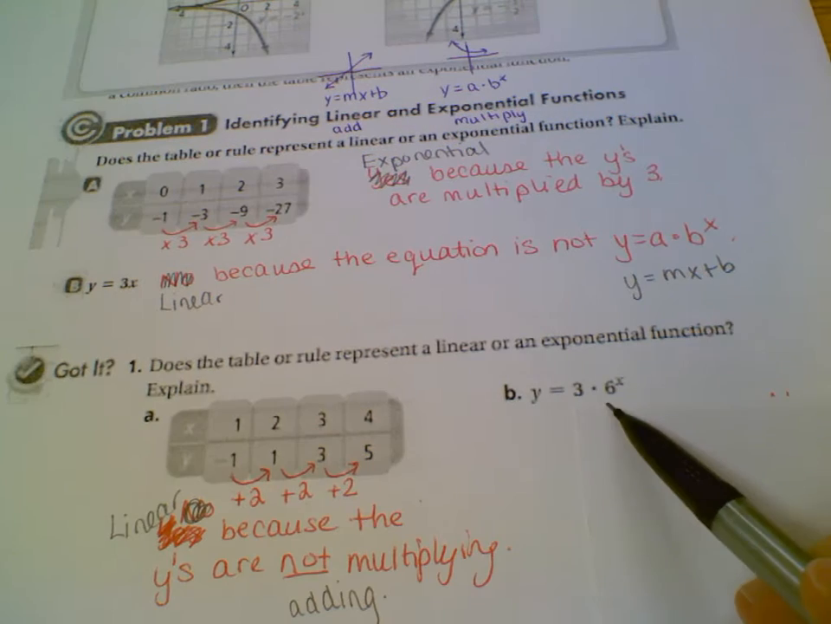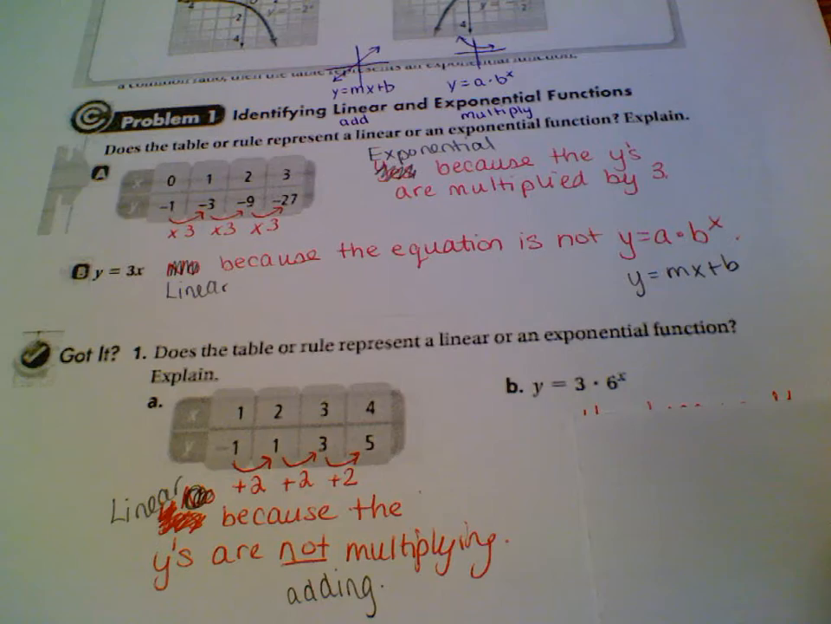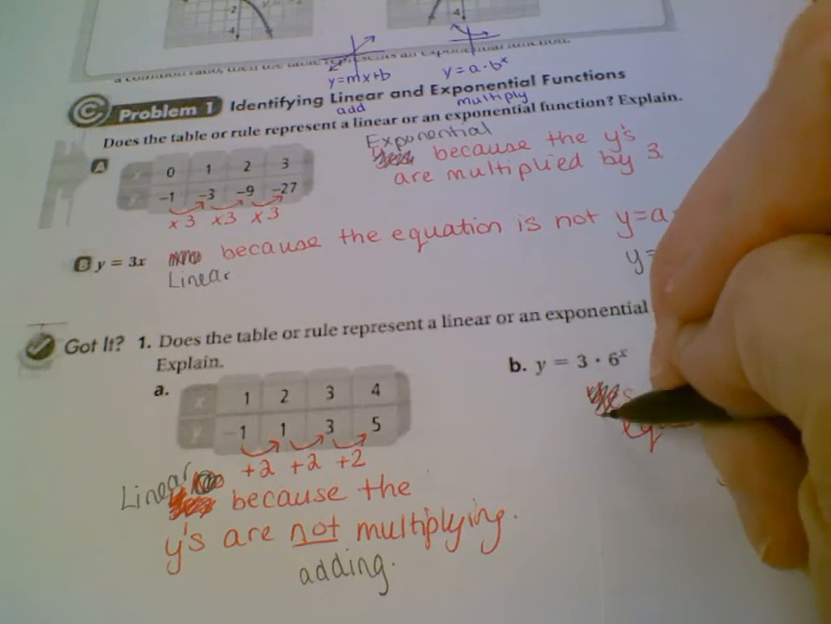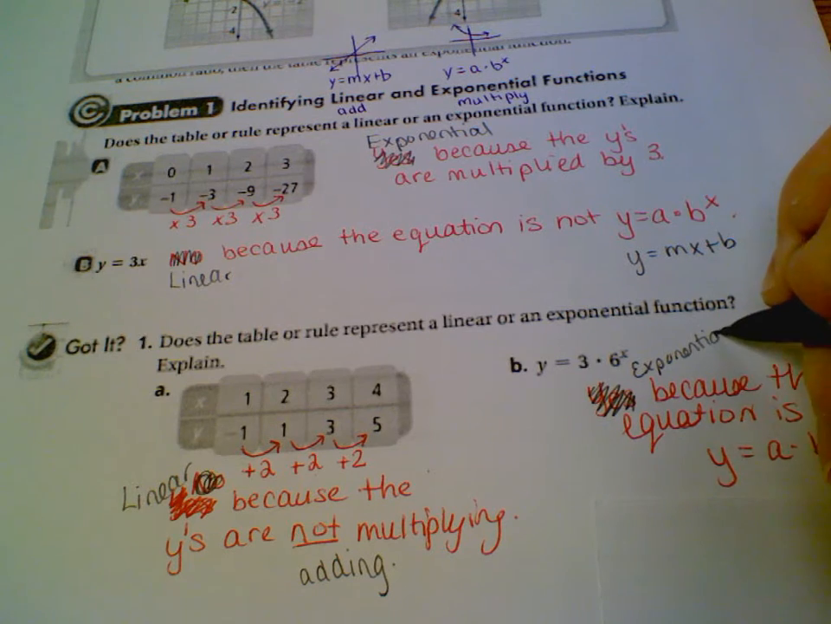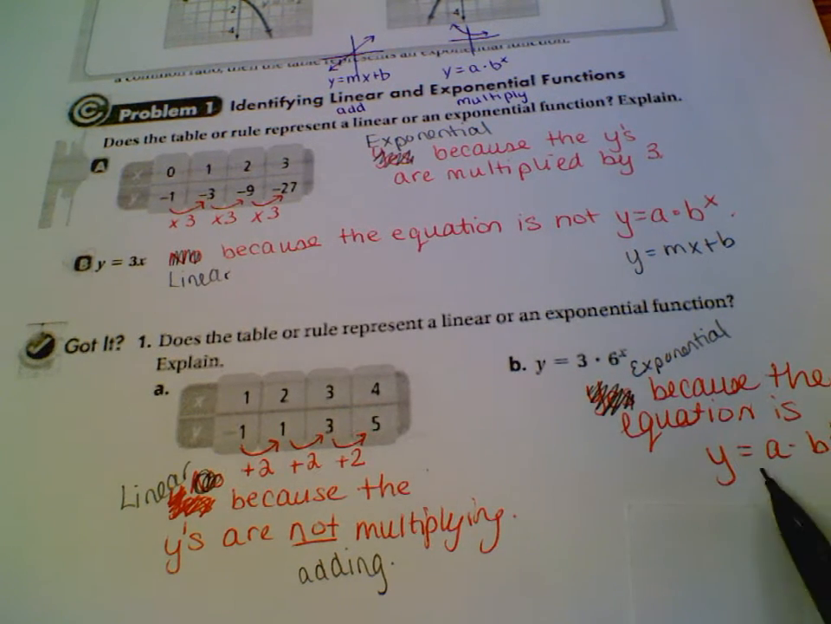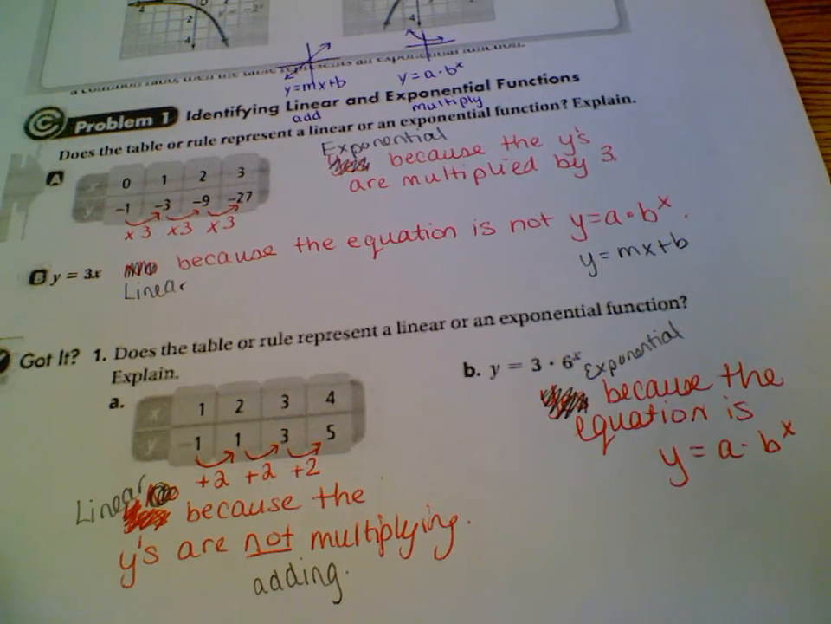On the next one, I have an equation. Notice that we have a power where we have 6 to the x power. So that means I'm going to be exponential, and it's exponential because it's going to be in this form where you have y equals a times b to the x.